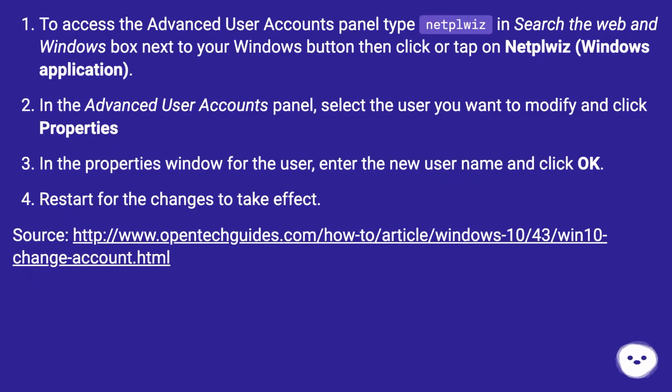To access the Advanced User Accounts panel, type netplwiz in the search the web and Windows box next to your Windows button, then click or tap on netplwiz, Windows application. In the Advanced User Accounts panel, select the user you want to modify and click Properties. In the Properties window for the user, enter the new username and click OK. Restart for the changes to take effect. Source: this URL.